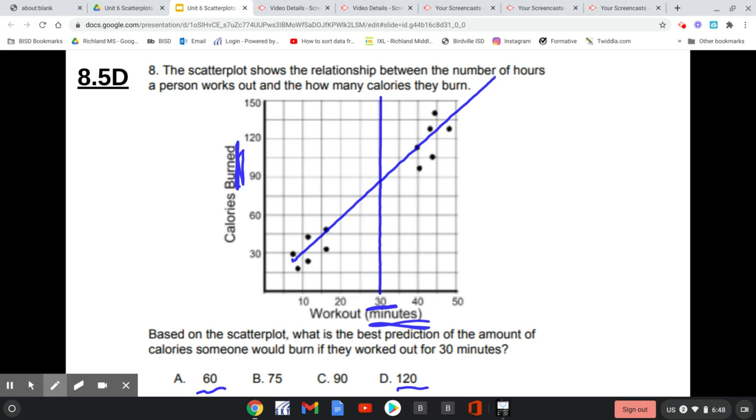Okay, so we have 60, we can see is going to be too small. And 120 we can see is too high. So that leaves us with our two in the middle, like I said. And let's see, 75 would be about, this is 70. Let's see, this one would be 75 right here. And we can see that's not going to work. But 90 is almost right there on the line. So I would go with 90. Remember, it's a prediction, and this is the closest one. Let's look at the next one.